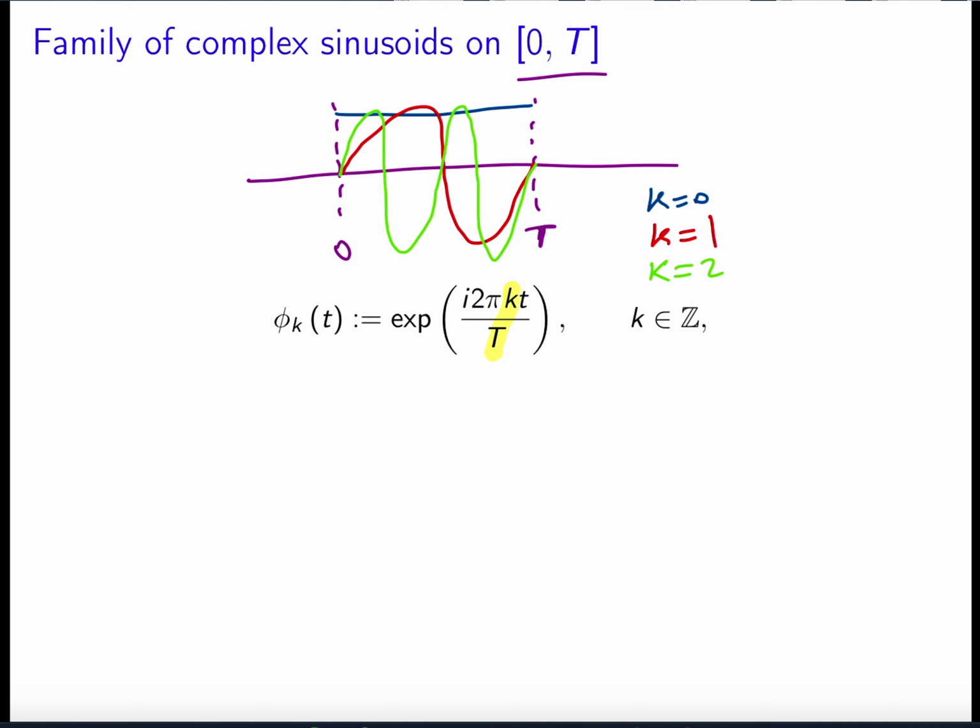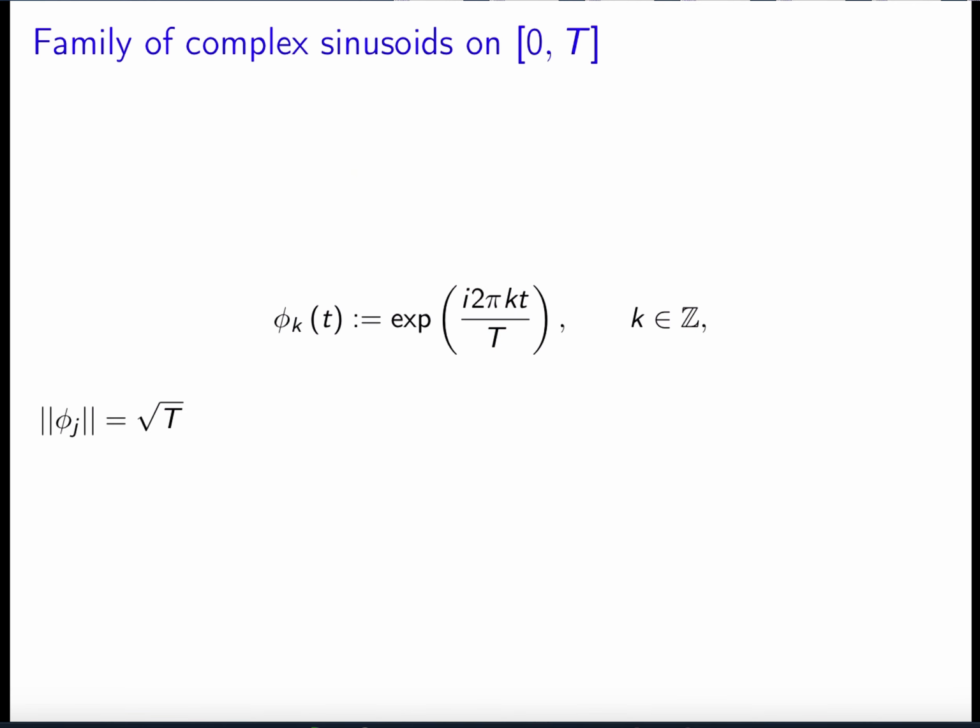This is the family of sinusoids that we're going to use to represent functions that are restricted to 0 and T. Now we're going to see that these functions have a norm equal to square root of T, and more importantly, they are orthogonal if their frequency is different. Let's prove this, and then we will see what the implications are when using them to represent signals.